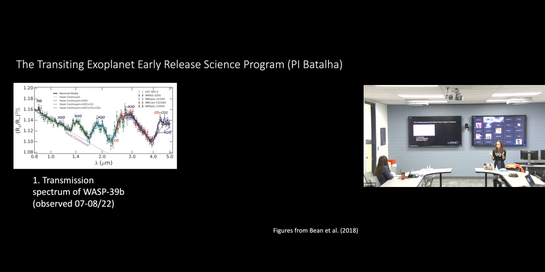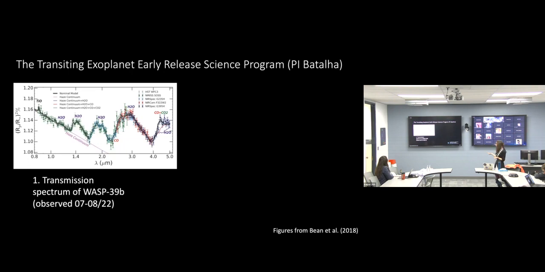So I'm going to give some quick overview of results from this program called the Transiting Exoplanet Early Release Science Program. So this was part of a set of programs that were put together by Space Telescope to use JWST to produce early science in a wide variety of different scientific areas. And the idea with these early release science programs was that they would first obviously give some interesting science results, but also that they would kind of test out the different instruments on JWST and produce a guide for the community as to how to use these instruments to best achieve your science goals.